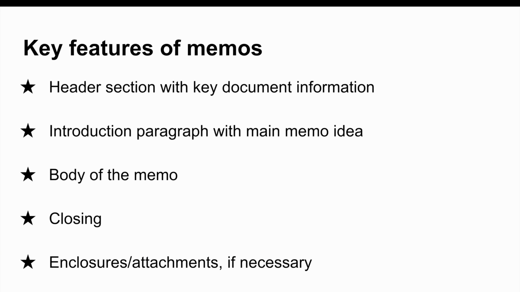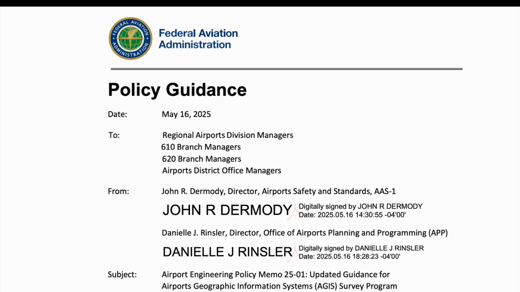What are the key features of memos? Memos have four main parts: a header, an introduction, a body section, and a closing. A memo may sometimes have optional attachments. A memo is often, but not always, a page or less, excluding attachments.